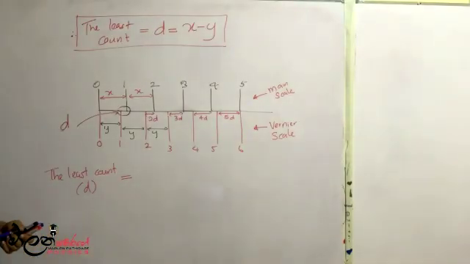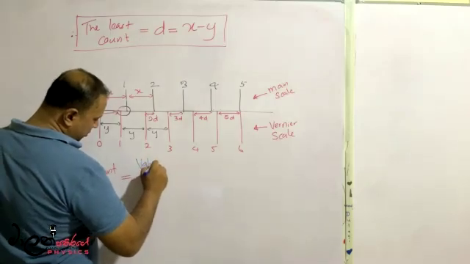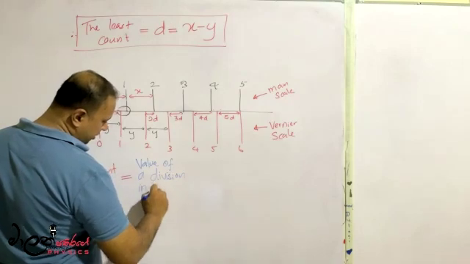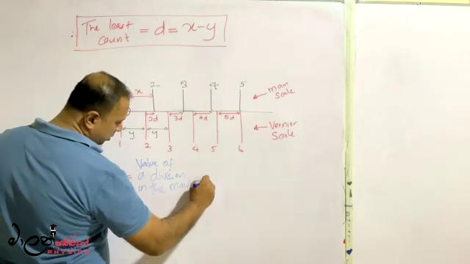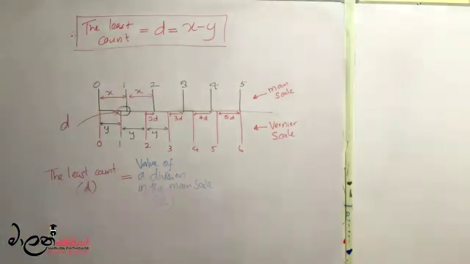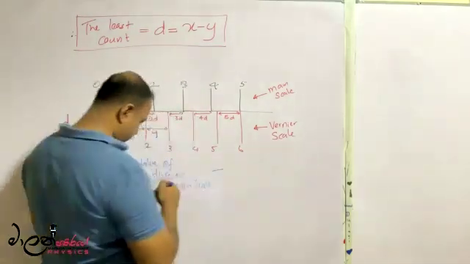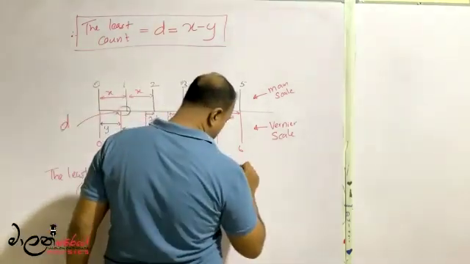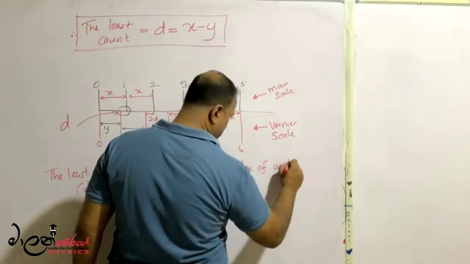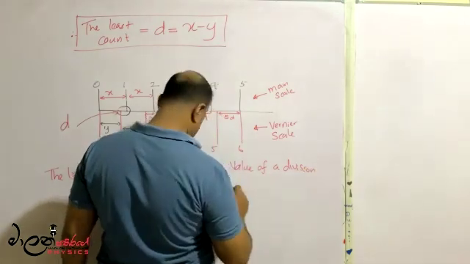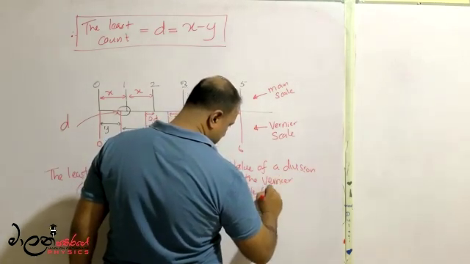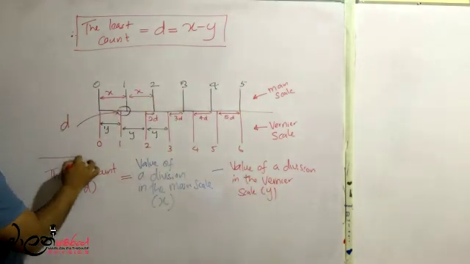Therefore, the least count is equal to the value of a division in the main scale, that is x, minus the value of a division in the vernier scale, that is y. Box this one too.